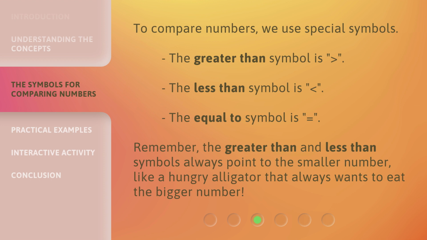To compare numbers, we use special symbols. The greater than symbol is greater than. The less than symbol is less than. The equal to symbol is equals. Remember, the greater than and less than symbols always point to the smaller number. Like a hungry alligator that always wants to eat the bigger number.